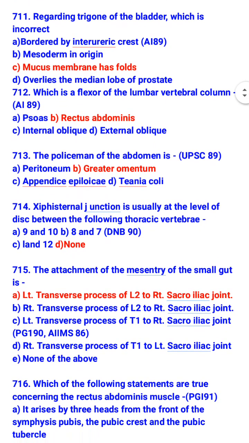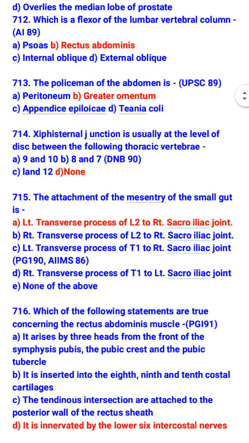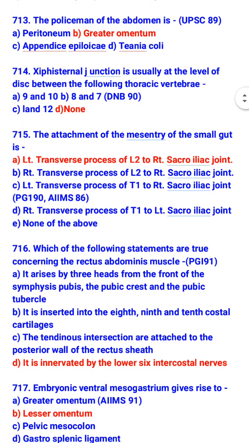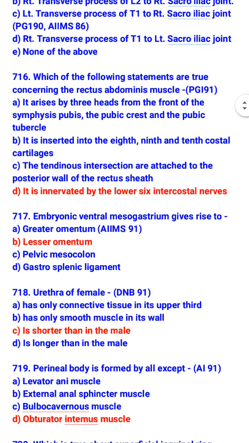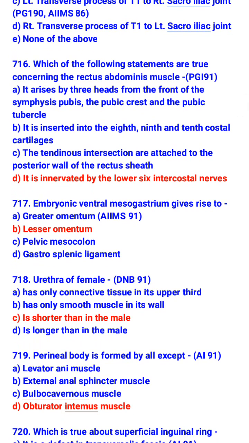Xiphisternal junction is usually at the level of disc between the following thoracic vertebrae. None of these options. The attachment of the mesentery of the small gut is left transverse process of L2 to right sacroiliac joint. Which of the following statements are true concerning the rectus abdominis muscle? It is innervated by the lower 6 intercostal nerves. Embryonic ventral mesogastrium gives rise to lesser omentum.